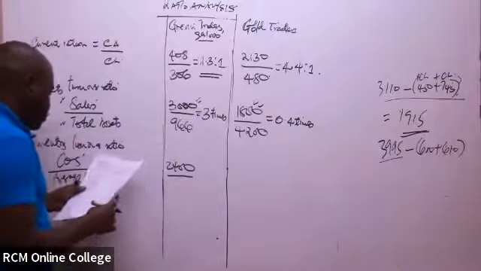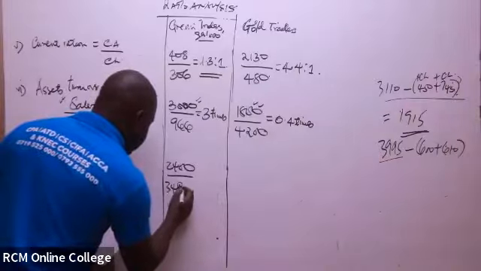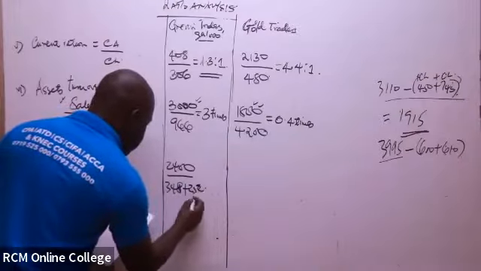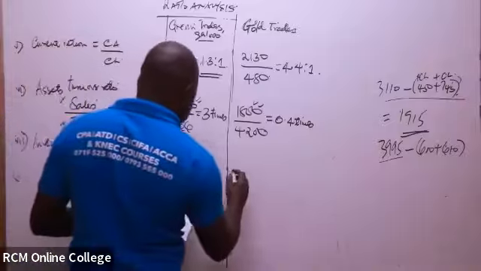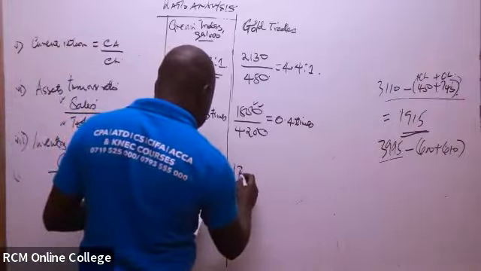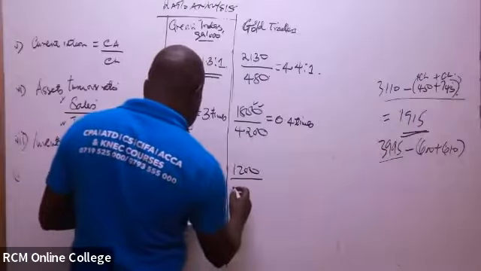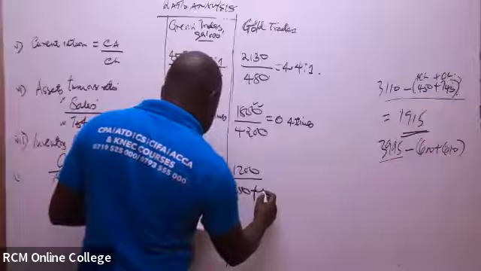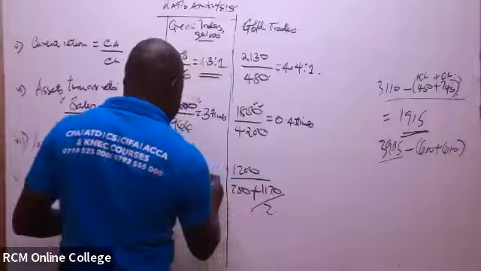So you'll take 348 plus 252 divided by 2. Then for the other one, the cost of sales is 1,200, and you've been given the opening inventory, so it is 750 plus 1,170 divided by 2. So what do you get here?